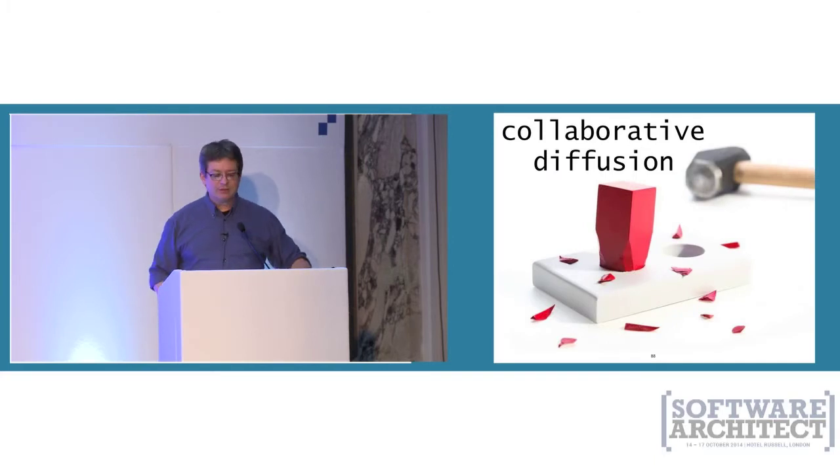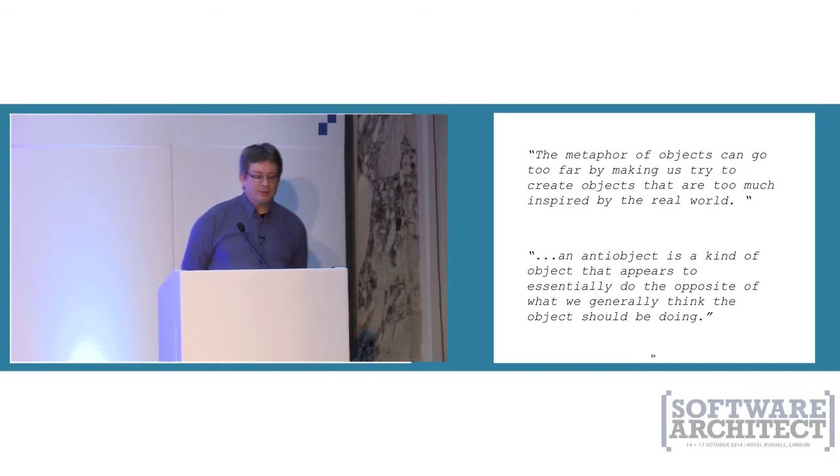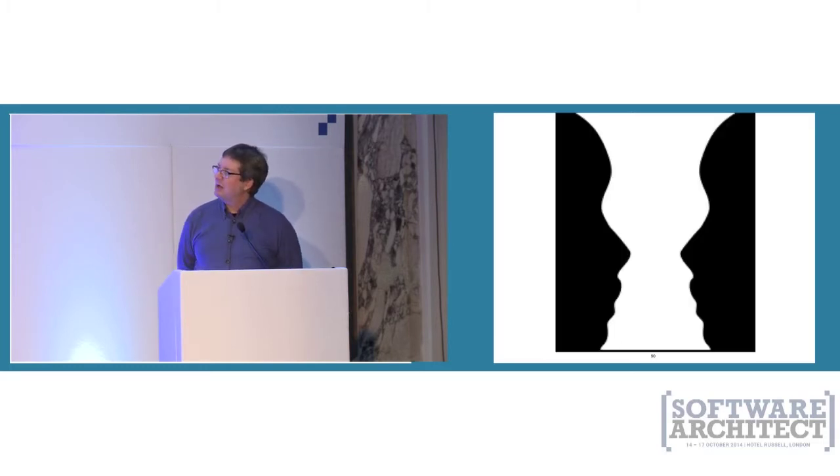This is from a paper that was delivered at Uppsala back in 2006, I'm wanting to say, called Collaborative Diffusion. And they make the observation that when you're in primarily object-oriented languages like Java or C#, the metaphor of objects can go too far, making us try to create objects too much inspired by the real world. An anti-object is a kind of object that appears to do the opposite of what you think it should be doing and ultimately yields a simpler design. It's kind of like this. Is this a vase or is it two faces?